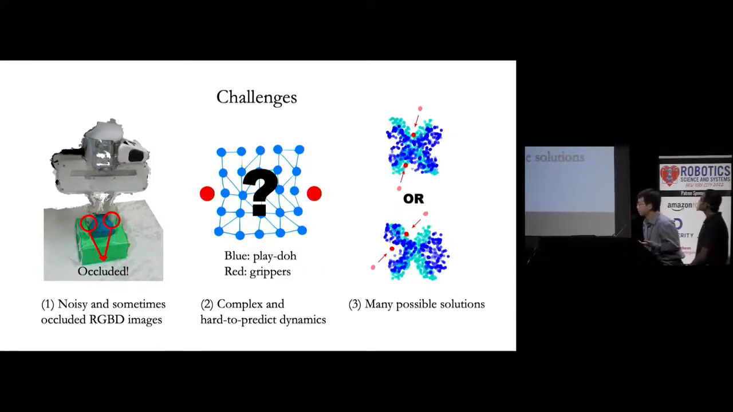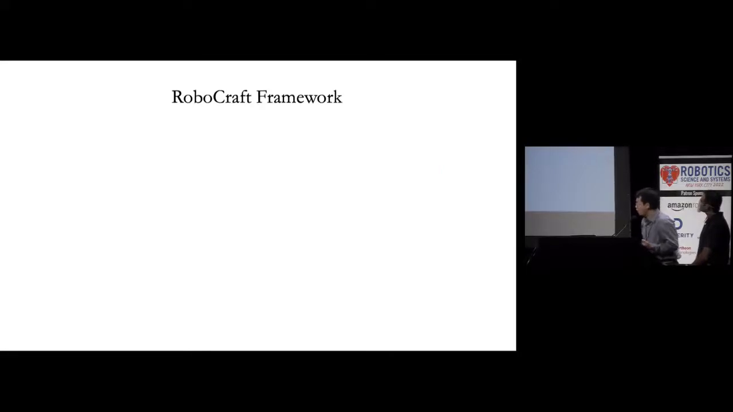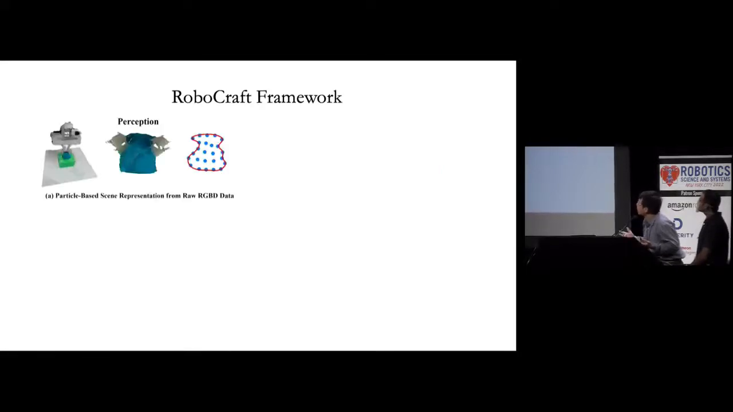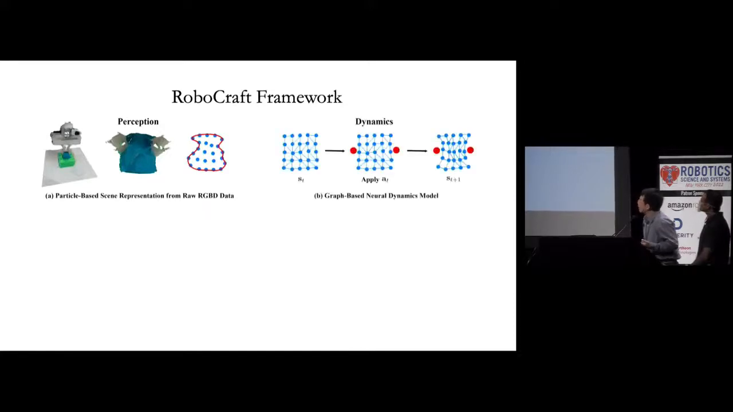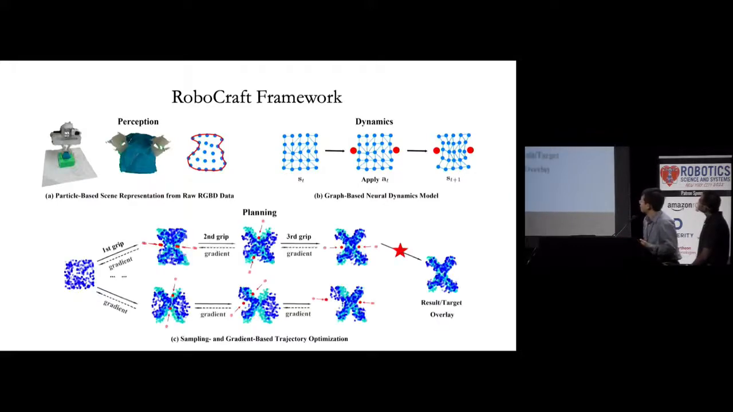To address these challenges, we propose RoboCraft, which has a complete pipeline of perception, dynamics, and planning. As an overview, perception constructs a particle-based scene representation from raw RGBD data. Dynamics predict the motion of an elasto-plastic object with a graph neural network. Planning figures out optimal control solutions with sampling and gradient-based trajectory optimization. We will walk through them one by one.